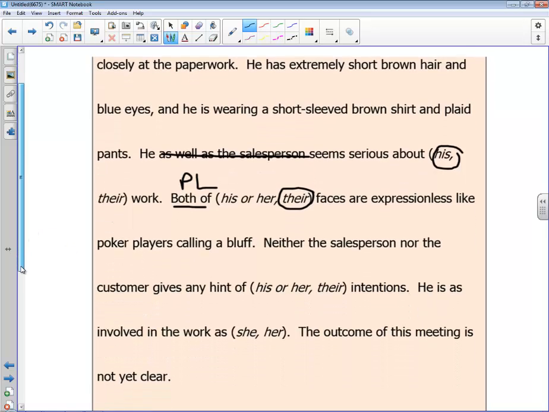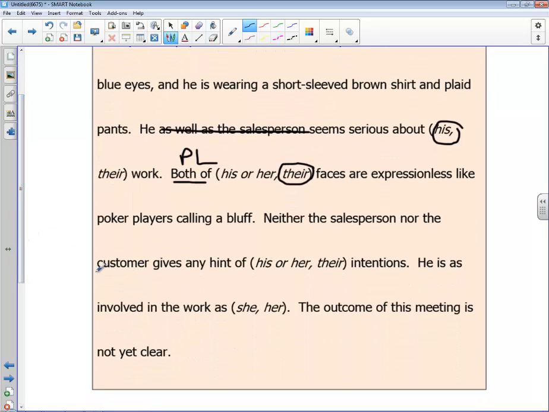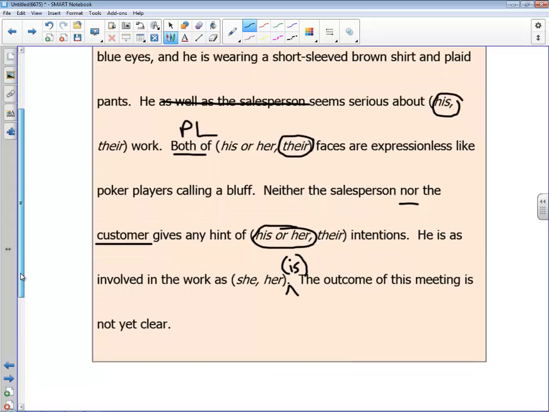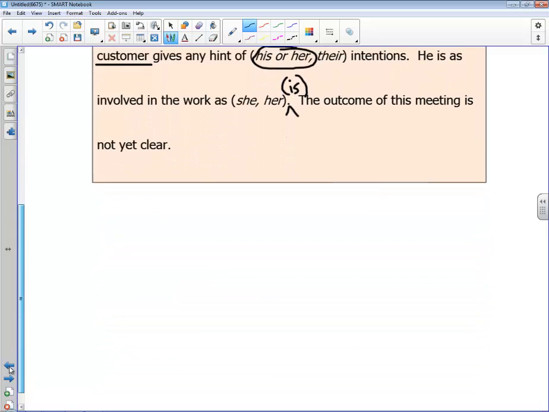Neither the salesperson nor the customer: here's customer, this is nor, so you're going to use customer, which is closest. We don't know if the customer is male or female, gives any hint of his or her intentions. He is as involved in the work as she, because there is, listen for it, he understood is. He's as involved in the work as she is. The outcome of this meeting is not yet clear.